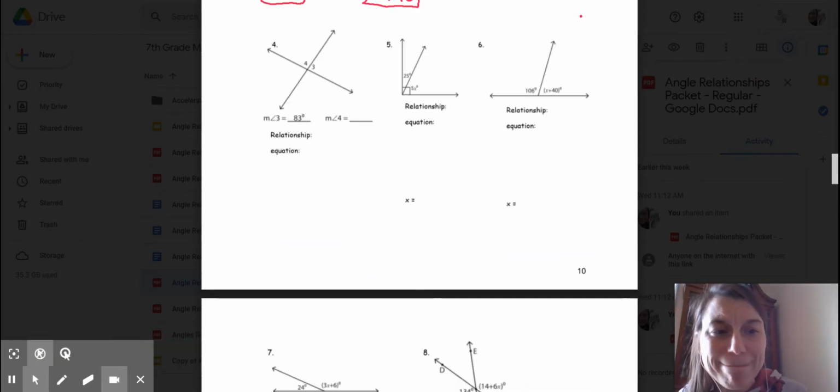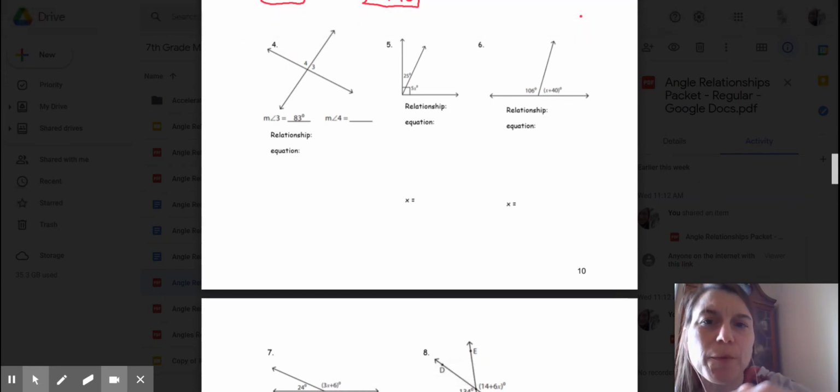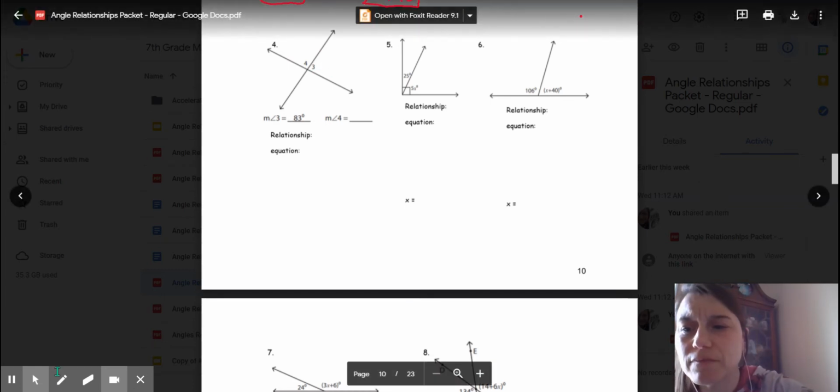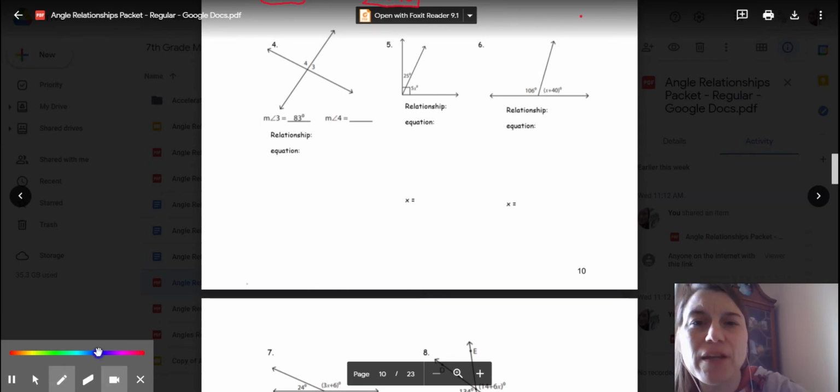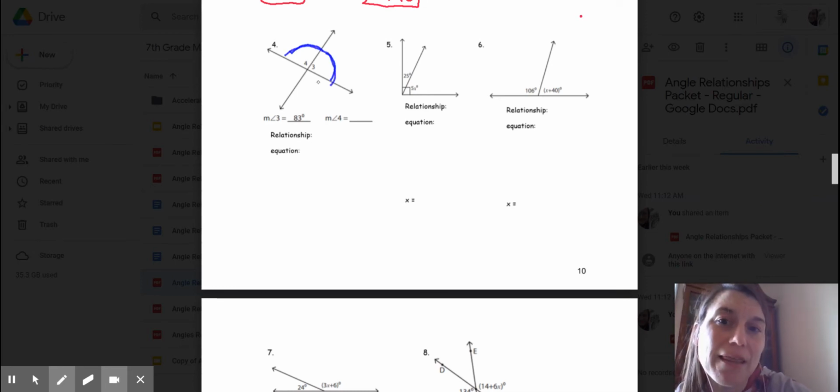Number 4 isn't really any more difficult, except that it can be deceiving because the way this is drawn, it looks like a vertical angle relationship, but they're talking about angles 3 and 4, and angles 3 and 4 are not vertical. Angles 3 and 4 make a straight line. They are supplementary because when you put them together, you get this straight angle. So this is an example of a supplementary relationship.